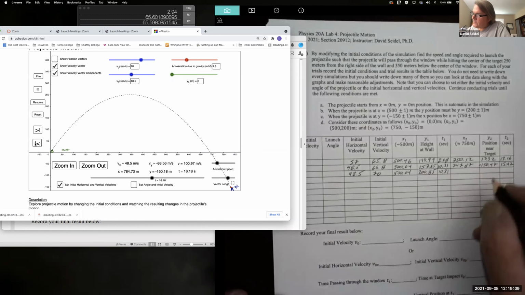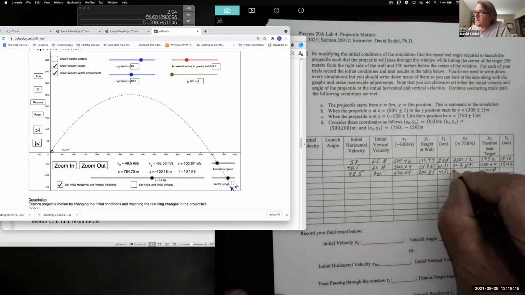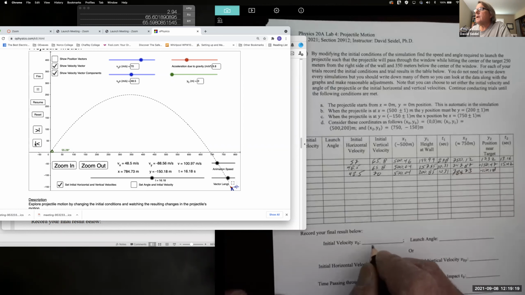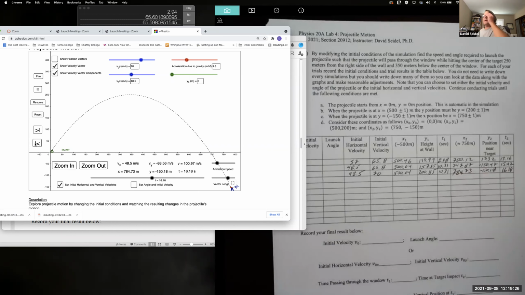So here Y2 is minus 150.18 and X is 784.73. And it's 16.18. Okay, now hopefully at this point you see what I'm doing.